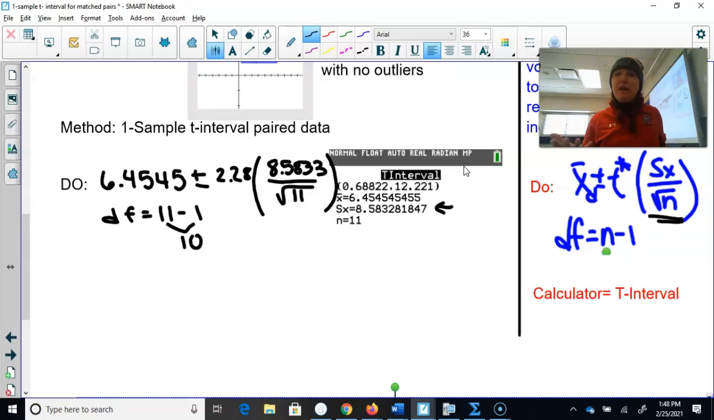Other than that, you should feel comfortable now with a 1 sample T interval for paired data, and I'll take questions and clarify in class.